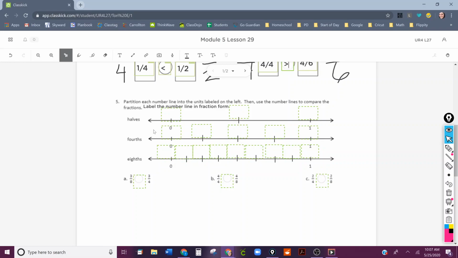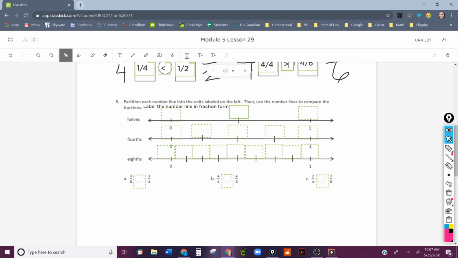All right, that brings us down to number 5. Partition each number line into the units labeled on the left. I did that part for you, so I already wrote the lines in. Then use the number lines to compare the fractions. Label the number line in fraction form.